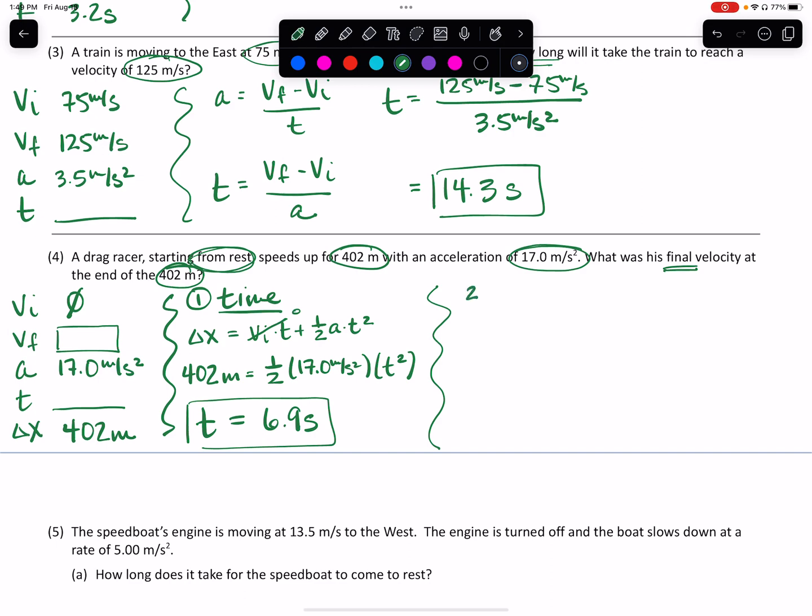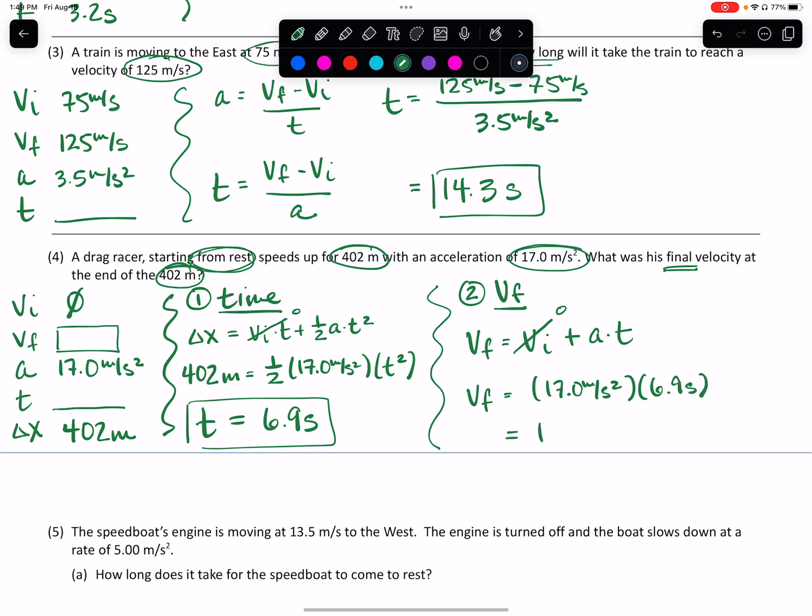Now that I know the time, I can find v final. I'm just going to use my v final formula. V final equals v initial plus acceleration times time. And again, because v initial is 0, that goes away. So v final is going to be equal to my acceleration times the time. Plug that into my calculator, and I find that once the drag racer is fully accelerated, they're moving at 117.3 meters per second. That one's a little tricky because you had to find time and then find v final, and that's going to happen sometimes.